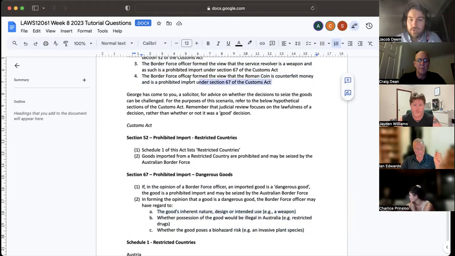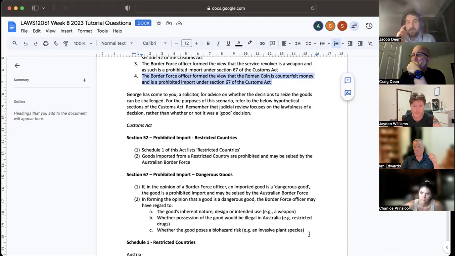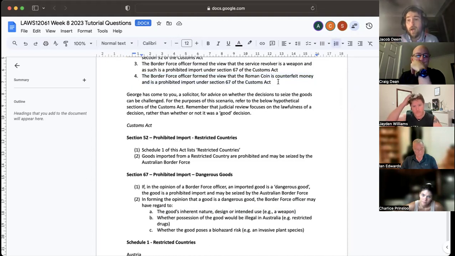The issue around the coin, maybe we've got a bit more to argue here, right? In terms of whether it really is a coin, for one, really is an ancient Roman coin counterfeit money, and for two, does that make it dangerous? The tricky thing is, in highlighting that issue, we're not arguing that the decision maker lacked jurisdiction. We can't say, hey, border force officer, you didn't get to decide whether this is a dangerous good or not.